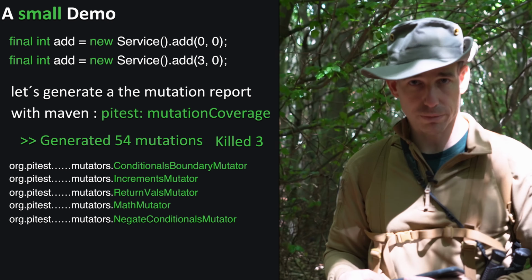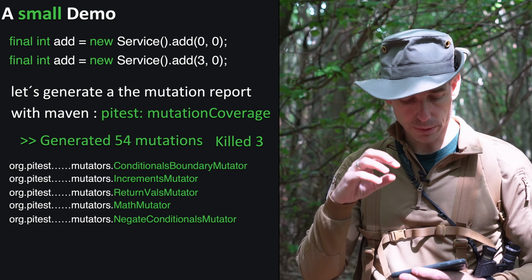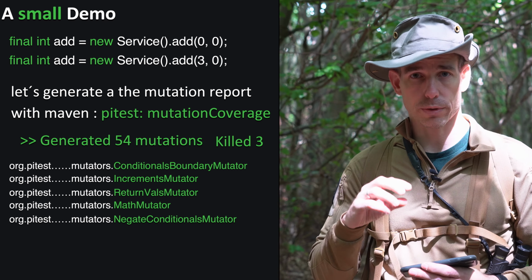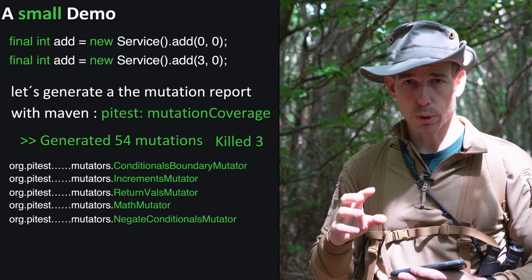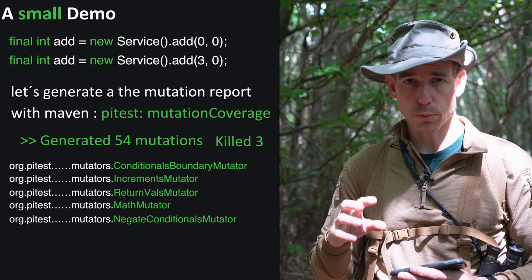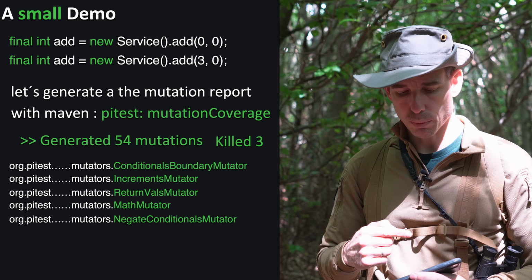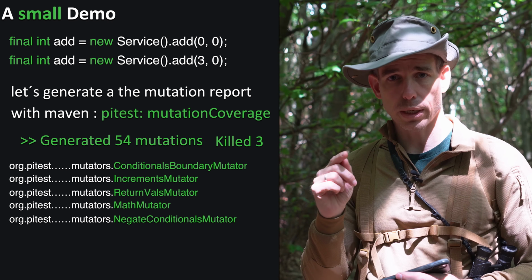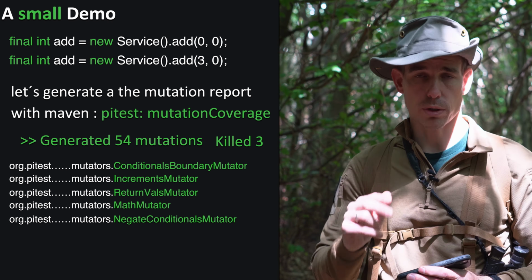And the good thing, first of all, in this piece of code we are just looking at, you will find 54 mutations, theoretical ones, but the framework will eliminate all useless mutations, and you have just 7 active mutations. And we killed with these 2 tests, 0, 0 and 3, 0, just 3 mutations. That's it. The rest are still alive.